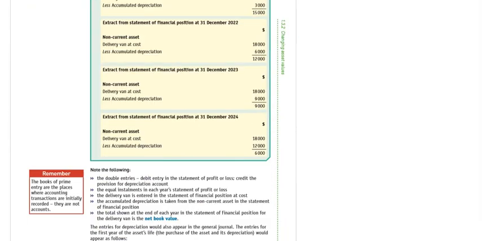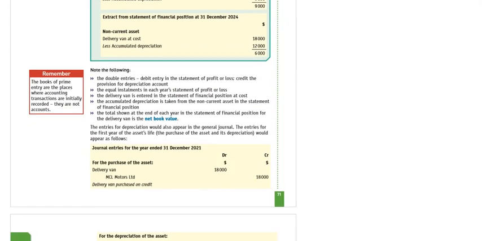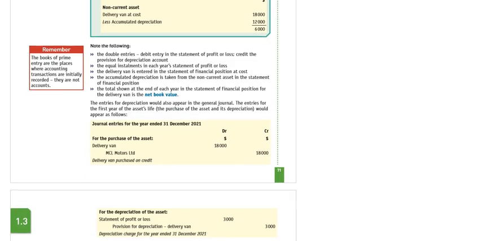Now, another concept. We have discussed the net book value. What is the net book value? The net book value is also called the written down value and also called the carrying amount. How to calculate the carrying amount? The carrying amount is cost minus accumulated depreciation.